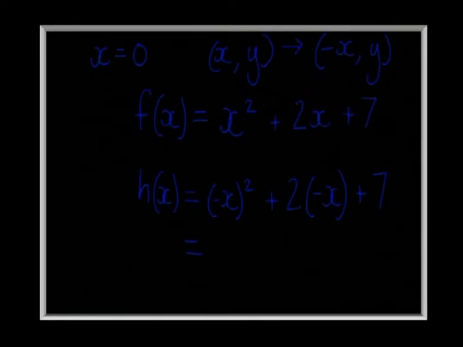Negative x squared is still x squared. 2 times negative x actually becomes negative 2. So that plus is no longer relevant. Plus 7x.